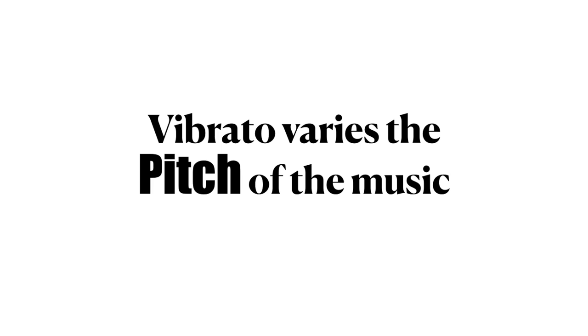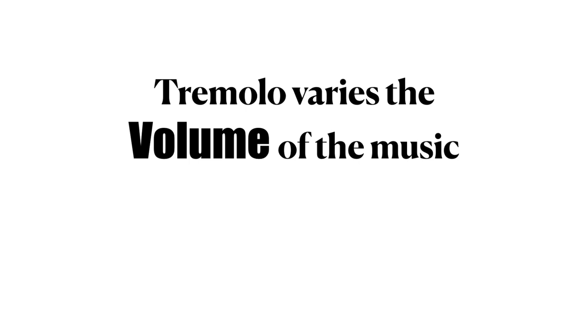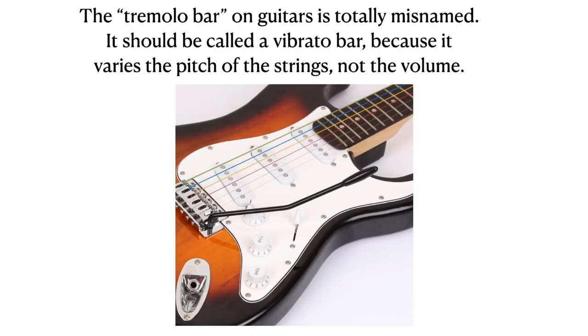So what's tremolo? Tremolo varies the volume of the music. So it vacillates back and forth from high to low to high to low, sometimes very rapidly, and you get this wavering effect. I'm going to play this for you in just a second, so bear with me right now. But technically, that's the difference. It's the difference between changing the pitch or changing the volume.